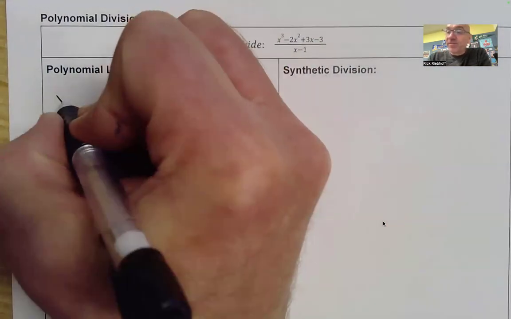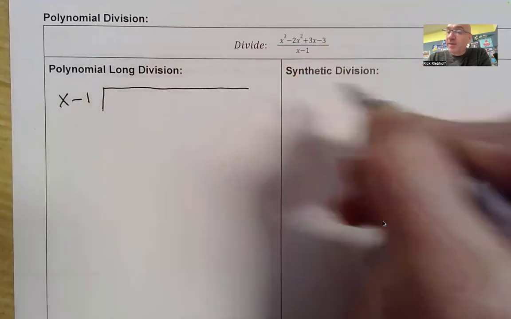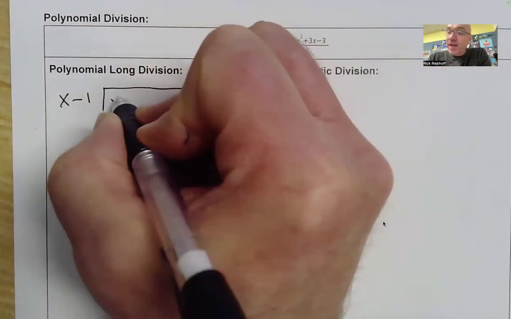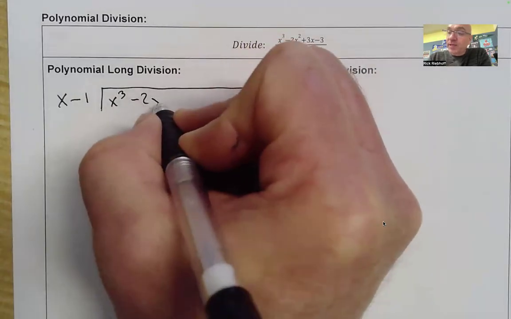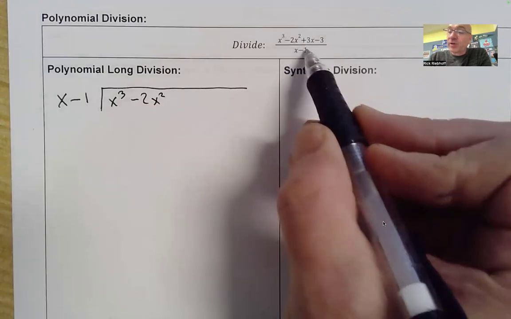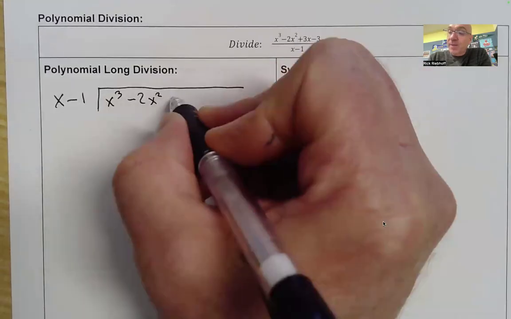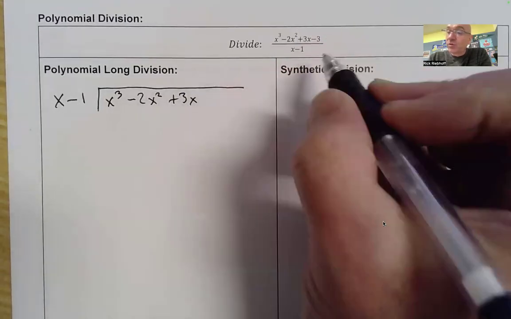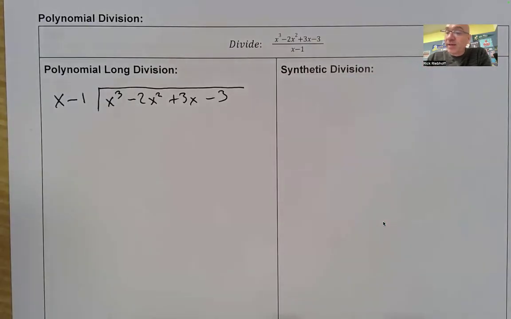The setup is the first part: x minus 1 divided into x cubed minus 2x squared plus 3x minus 3. I know sometimes we skip terms, right? So we need to make sure x to the third, x to the second, x to the first, we're good. So I'm just going to copy that down. There's no holes to add a 0x or 0x squared in or anything like that. So awesome. We got it.